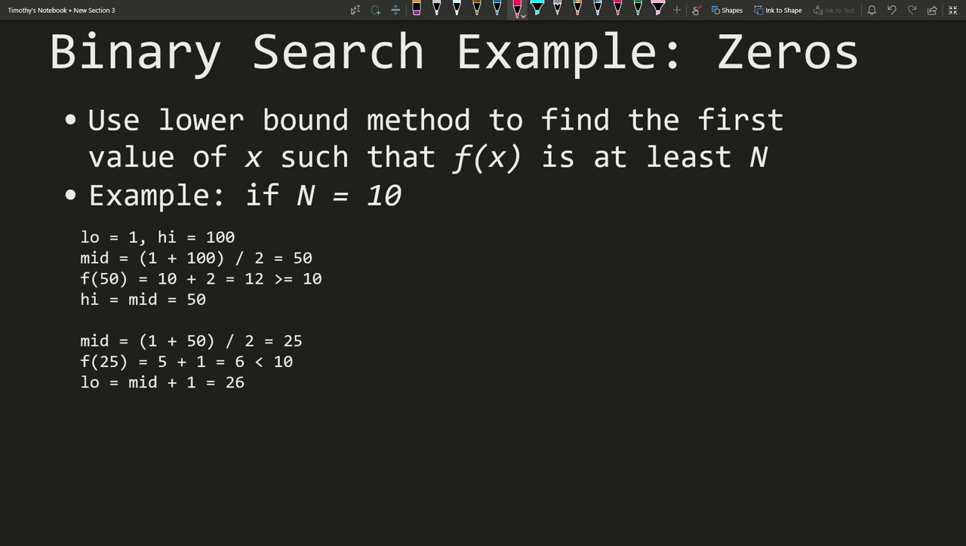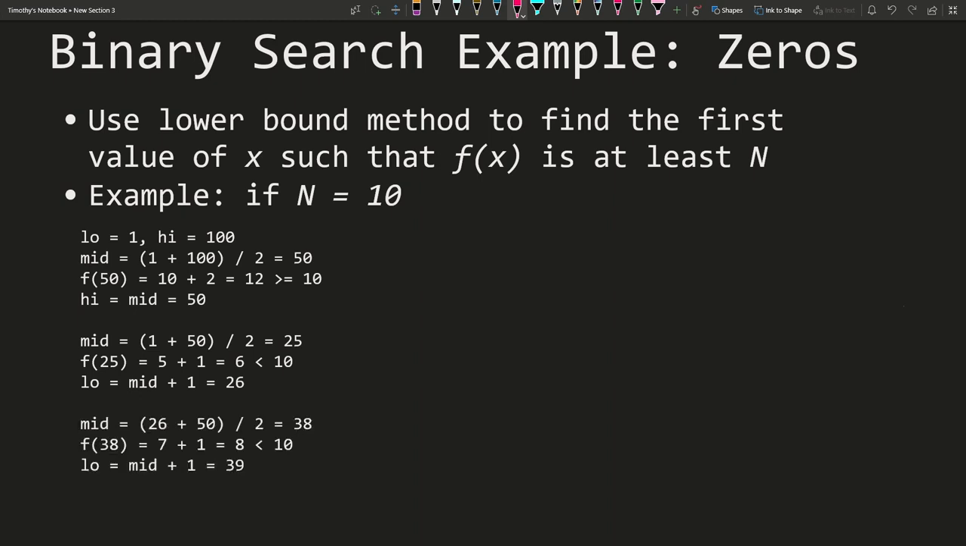Now that we've reduced the search range to the left side, because our function returned a value greater than our target, we're going to set high equal to mid, which is 50, and recalculate the middle again. So mid is equal to 1 plus 50 divided by 2, which gives me 25. F of 25, the number of trailing zeros for 25, is equal to 5 plus 1, which is equal to 6, which is less than 10. And so low is equal to mid plus 1, which is equal to 26. We want to look on the right side now.